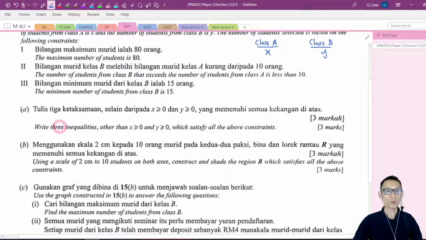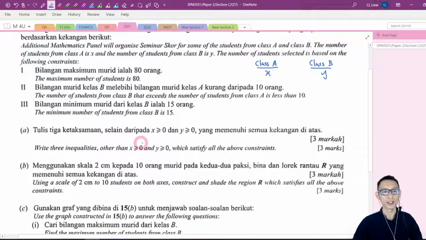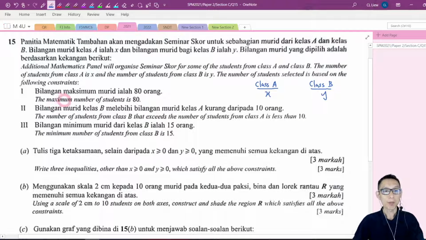For part A, we want to write three inequalities other than X is greater than or equal to 0 and Y is greater than or equal to 0. Now, the maximum number of students is 80. So here we have X students from Class A, Y students from Class B. When you see maximum, you know you have to use this inequality sign, right? So the first inequality is X plus Y is less than or equal to 80.